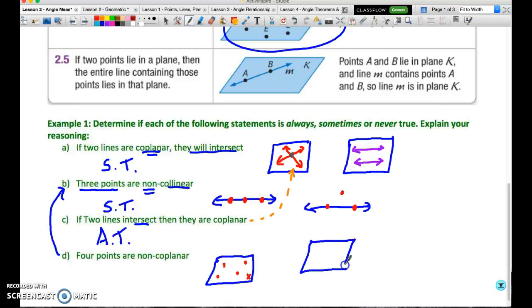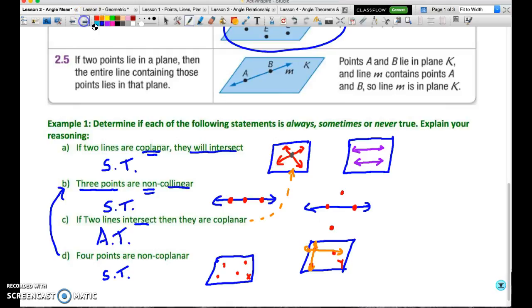But we might have a different example where we have 3 of the points defining a plane. So we'll have plane Y, we have 3 points that are non-collinear, so they've got 2 different dimensions or directions. And then we have our 4th point, which lies above or below the plane, and this is an instance in which 4 points might be non-coplanar. The first is an instance in which 4 points are coplanar, and so this statement would be sometimes true.